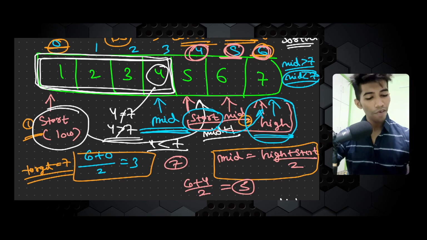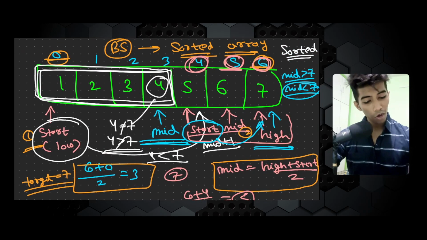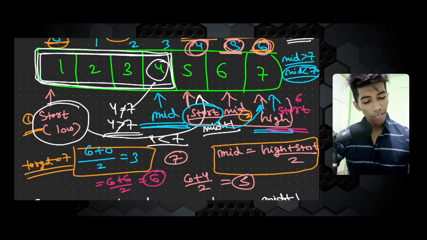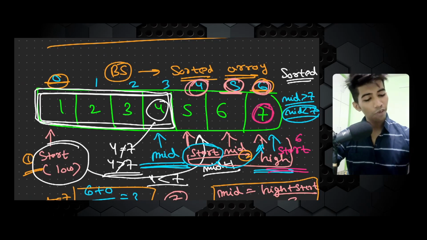Now if I find the mid, my start is over here. Now my start and high are on the same point, which is 6. So now I will again find the mid value, which is 6 plus 6 by 2, which will be returning 6. And then I will compare whether this value is equal to my target. Yes. So what I will do? I will be returning its index, which is 6.